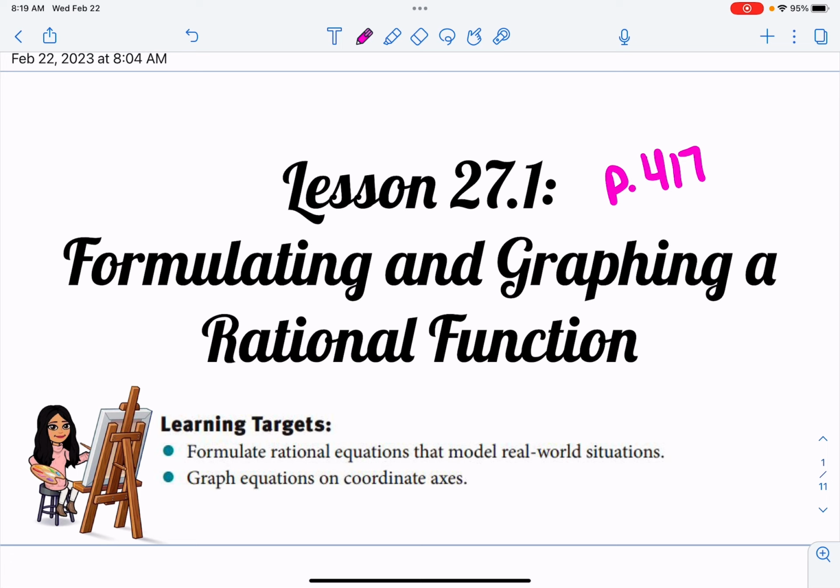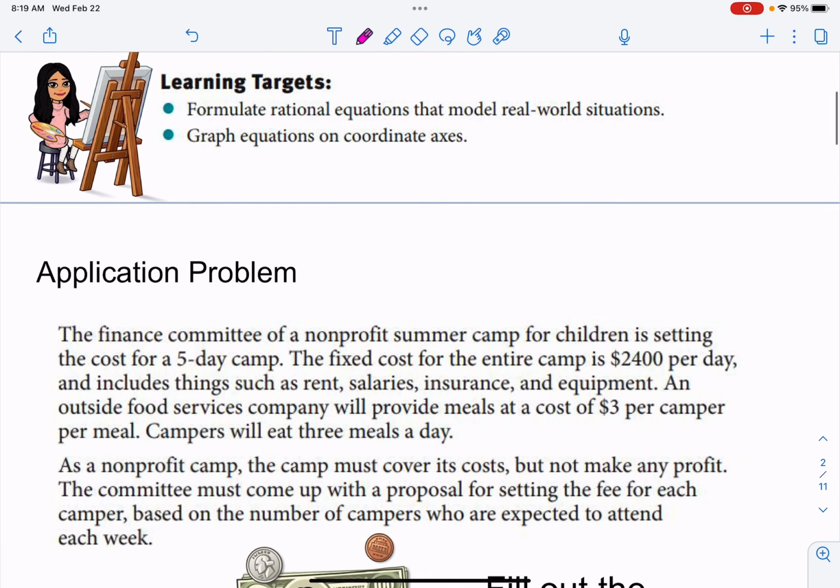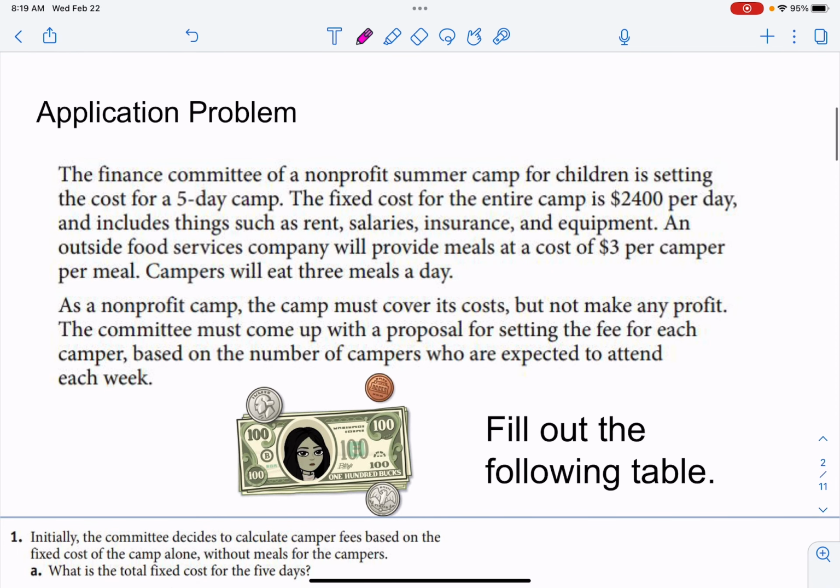So the first section is going to be on formulating and graphing a rational function. We're going to be looking at real world situations and then also graphing these equations on the axis plane. We're going to start off with an application problem. While I'm reading this, I want you to underline important information that is presented in these paragraphs. It says the financial committee of a nonprofit summer camp for children is setting the cost for a 5-day camp.